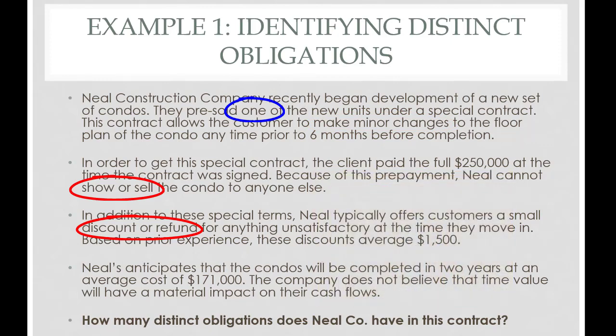Third, we said that we cannot show it to anybody else or allow anybody else to see it. We've reserved that slot for them. Could we do that if there wasn't a condo? No. The last one is we allow them to register complaints and we give them a discount if they're not satisfied. So there's this guarantee. Again, could I provide a guarantee without the condo? And the answer is no. So even though we've got 4 different obligations, we only have 1 distinct obligation because it all hinges on providing them with the condo. Now let's take a look at another example.